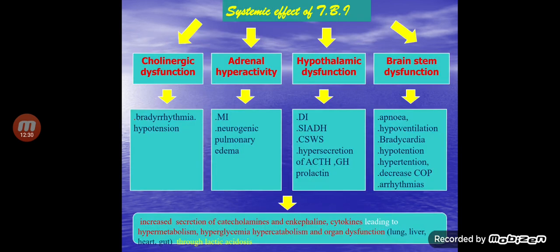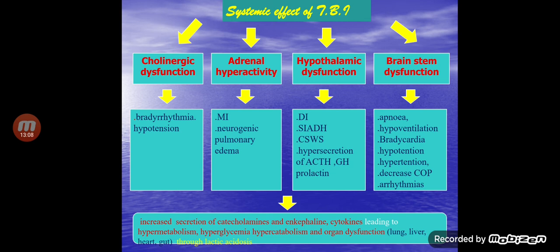In the systemic effects of the traumatic brain injury, we may go to cholinergic dysfunction with bradyarrhythmia and hypotension, adrenal hyperactivity resulting in myocardial infarction, neurogenic pulmonary edema, hypothalamic dysfunction resulting in diabetes insipidus or syndrome of inappropriate antidiuretic hormone secretion, cerebral salt wasting syndromes, and hypersecretions of hormones just like the ACTH, growth hormone, and prolactin.